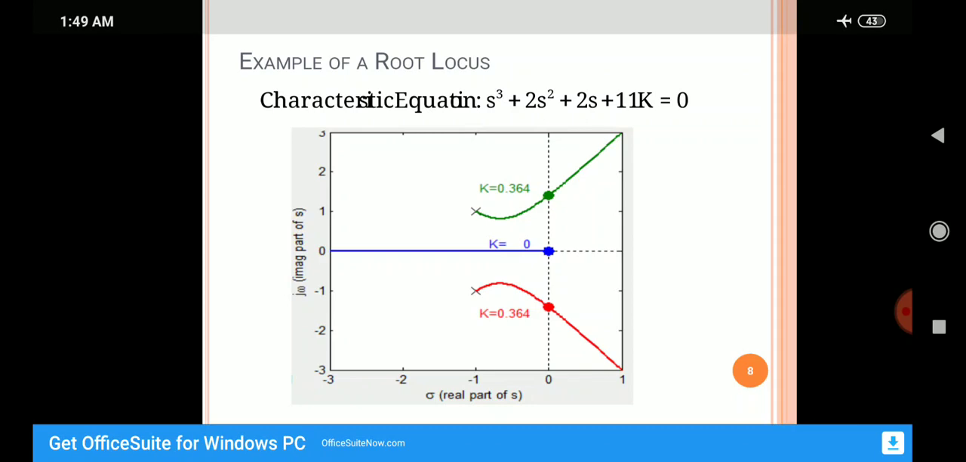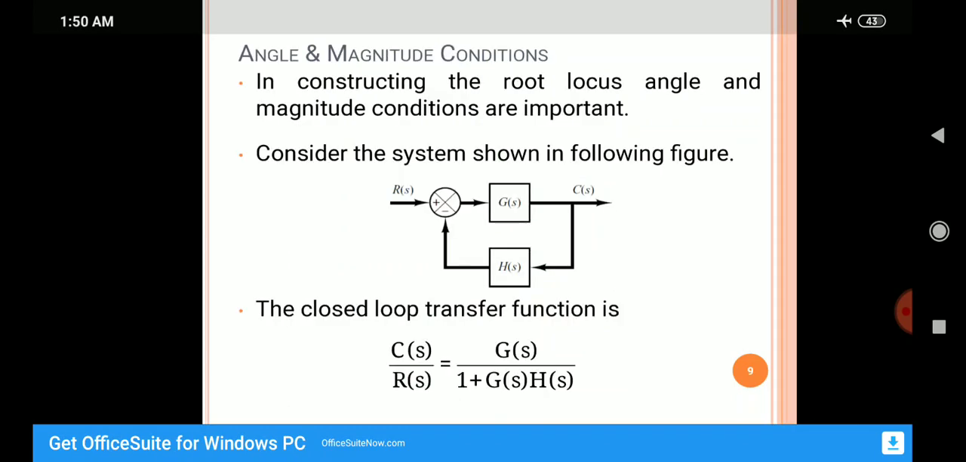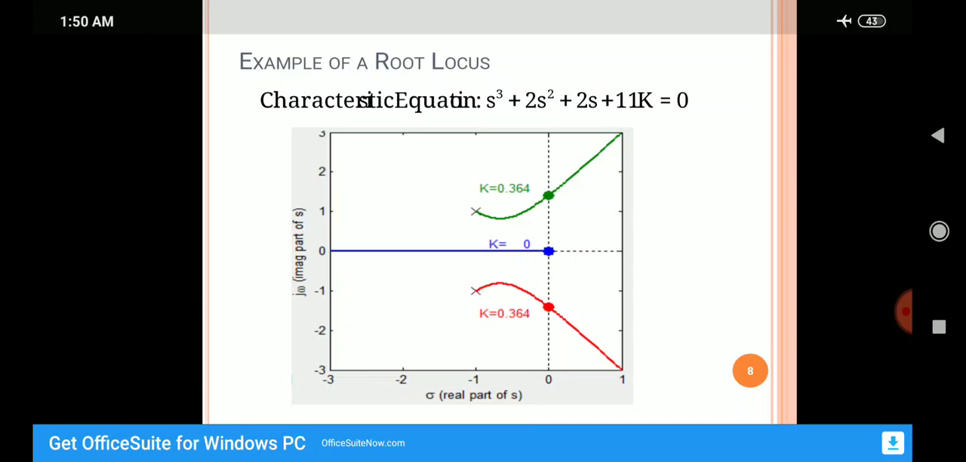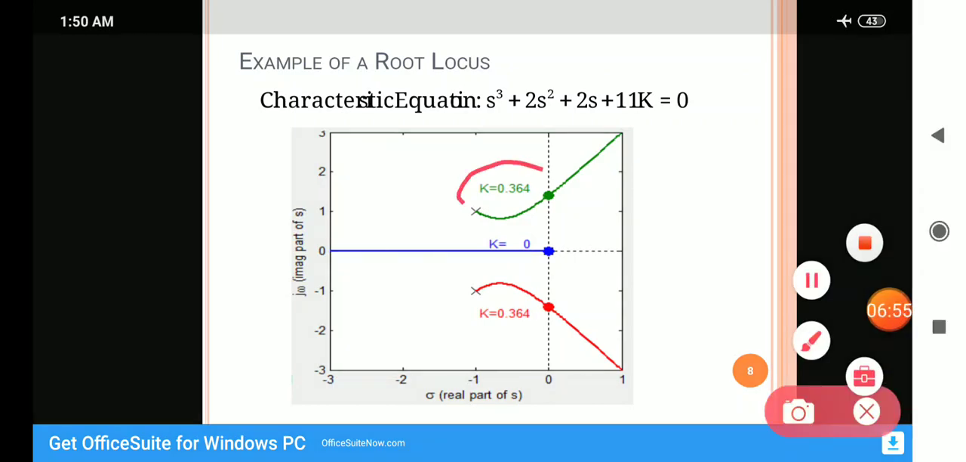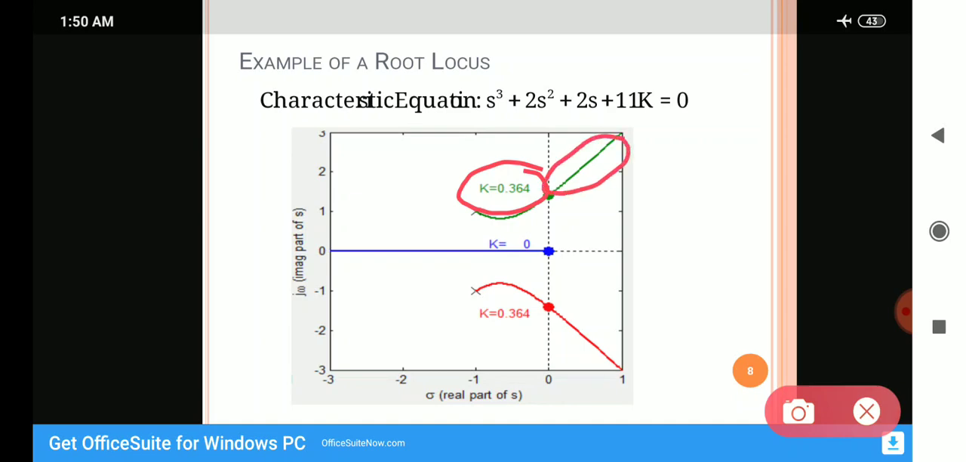You can see it is crossing the imaginary axis at k equal to 0.364. That means when k is varied from 0 to 0.364, the root locus was lying on the left hand side of the S plane. When k is made equal to 0.364, the root locus is crossing the imaginary axis, and when k is increased beyond 0.364, it is going into the right hand side of the S plane.